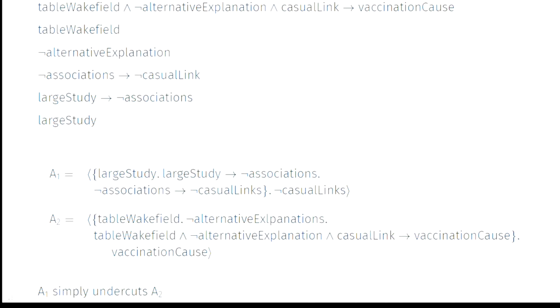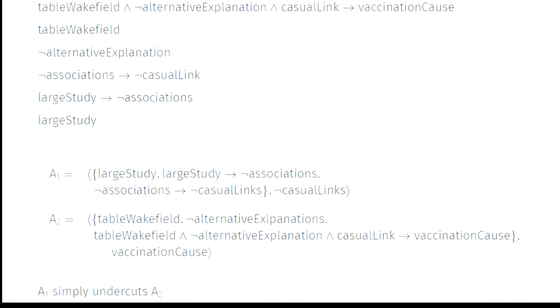So the first argument, that is the argument of the first paper, A1, is the argument of the original paper. It says we have the table with all the information there. We have no alternative explanation. We also have a causal link, missed in this slide, apologies. And given the link, that's table, no alternative explanation, causal link implies the cause of the autism is vaccination, then we can conclude that the vaccination is the cause for autism.